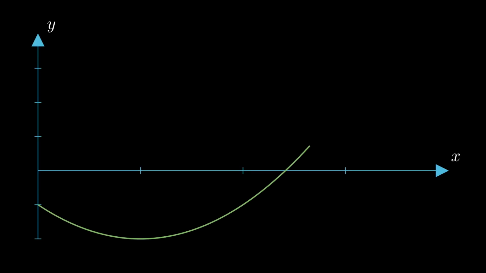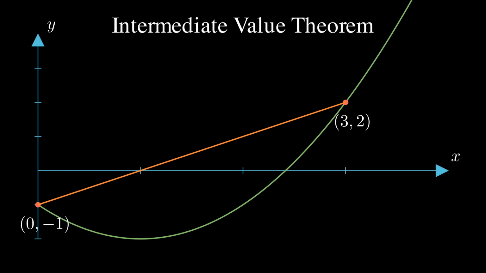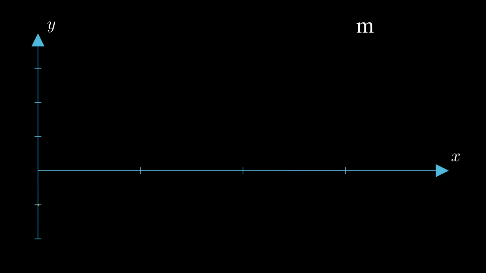Now let's look at an example. For this curve that you see, I have connected the points (0, negative 1) and (3, 2). So basically the y values of the two endpoints are negative 1 and 2. And this means that if this function is continuous, by the intermediate value theorem, this function will always have a value between negative 1 and 2 because those are the two endpoints.